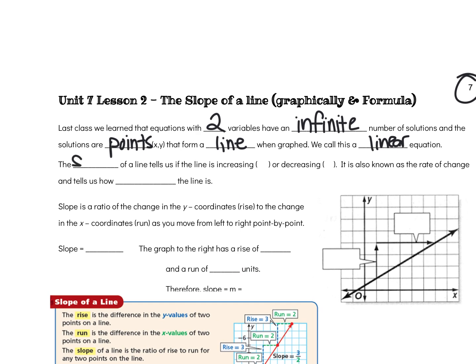The slope of a line is what we're talking about today. The slope of a line tells us if the line is increasing, if we have a positive slope, or decreasing, if we have a negative slope. It is also known as the rate of change. That phrase is huge in Algebra 1. They always ask problems about rate of change. Anytime they say rate of change, they really just mean the slope of that line. So it's also known as the rate of change, and it tells us how steep the line is.